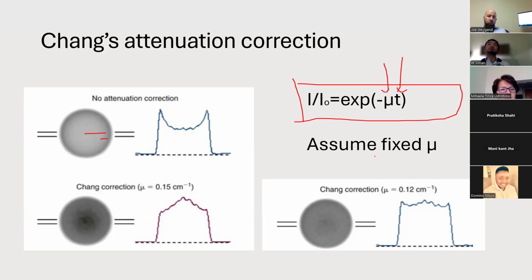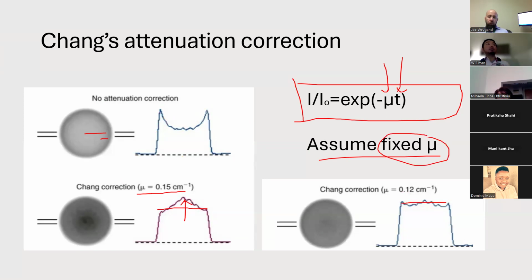Well, your only option is to assume a fixed mu, right? So, the figure here shows the unattenuated profile, and then overcorrected, where you assume a higher mu. So you can see it's supposed to be something like that, and then it shoots up, right? And then this is properly corrected, or you can have an undercorrected one that looks like that too. But you have to assume a fixed mu.